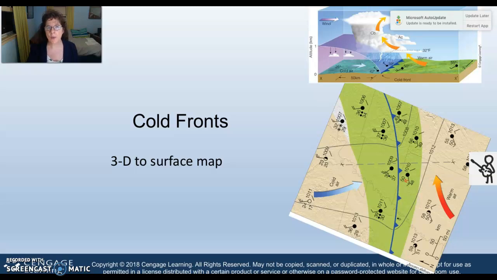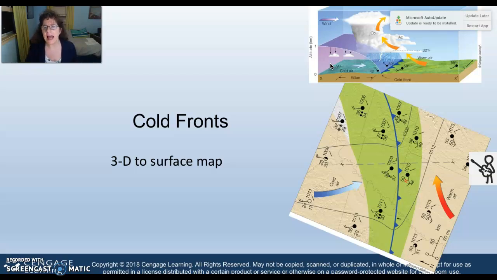So in the last video, we looked at 3D maps and cold fronts. The 3D maps look like this. And now we're going to move that into surface maps so you can feel more comfortable reading surface maps. We started that in the last video, but we're really going to delve into it now.